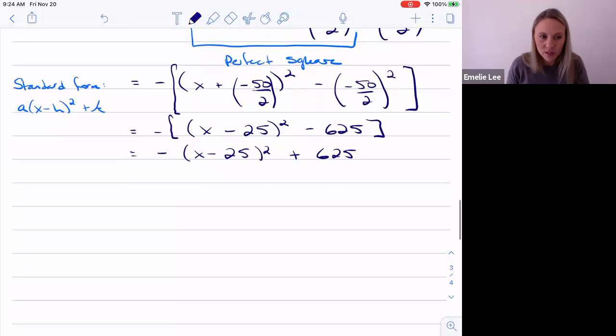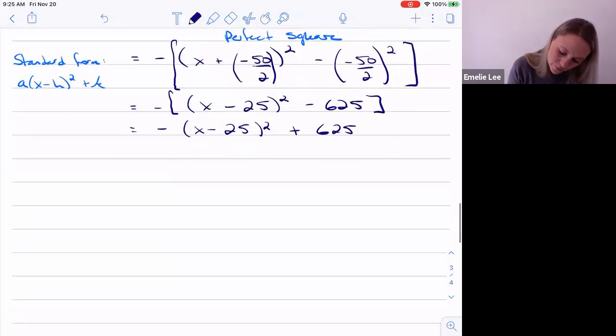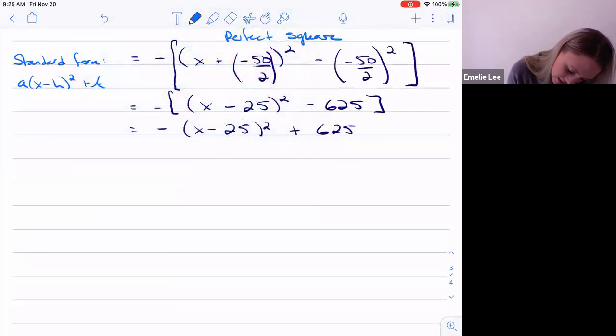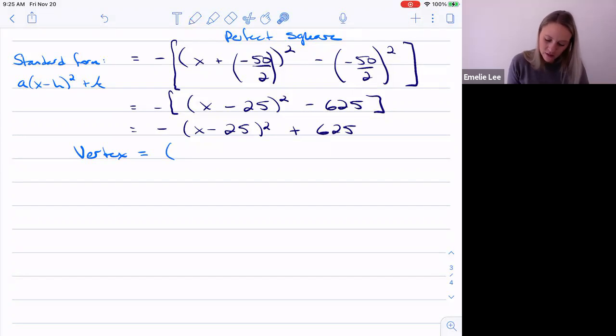You can graph this in Desmos. You can graph both the first function and the function that you just found. Make sure that they're the same. That's how you can check your work. So now we have the vertex. The vertex is going to be at h is 25 and k is 625.